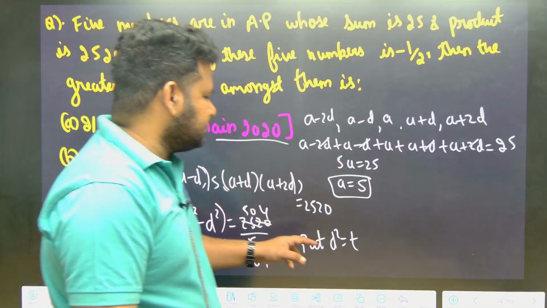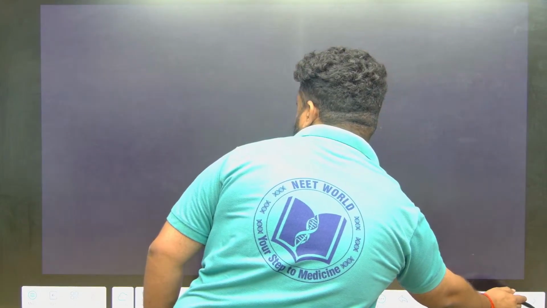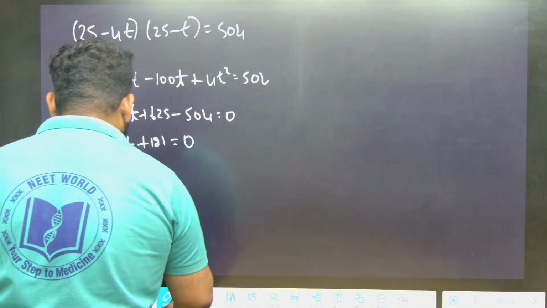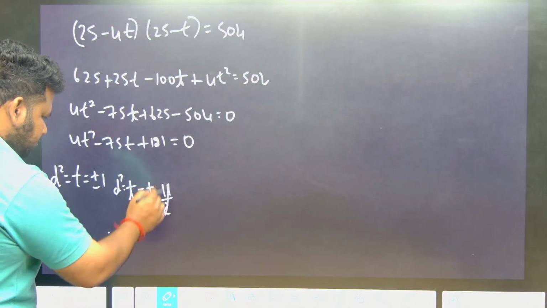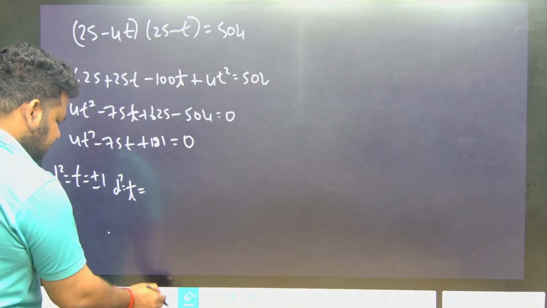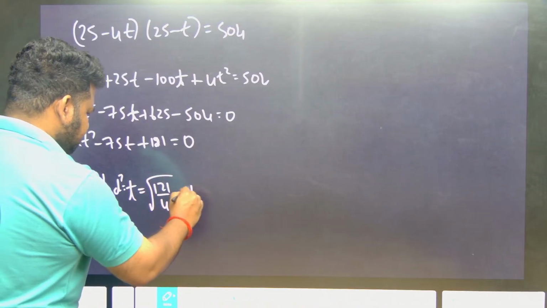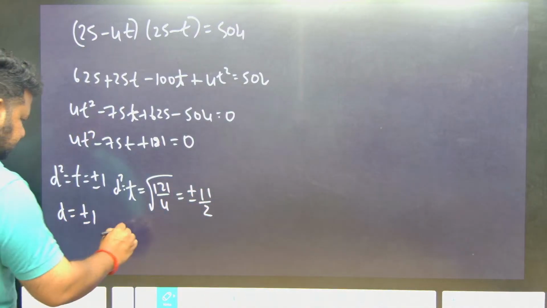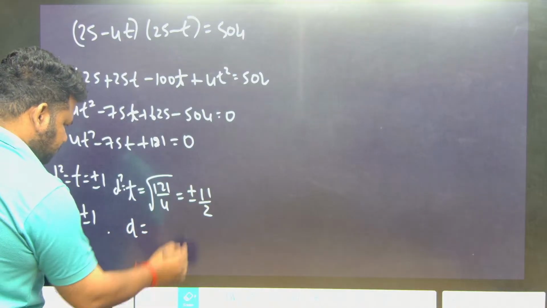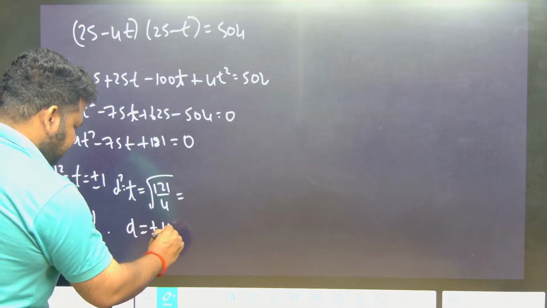Observe carefully. I am getting d square is equal to plus or minus 1, and here I will get it as square root of 121 by 4. So this is nothing but equal to plus or minus 11 by 2. So d will be equal to plus or minus 1, and here d will be equal to plus or minus 11 by 2. This is what I will have.